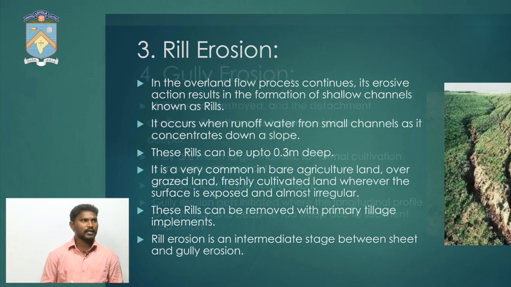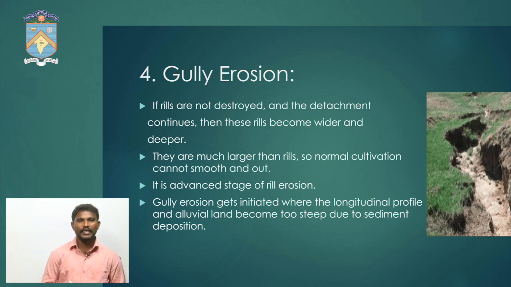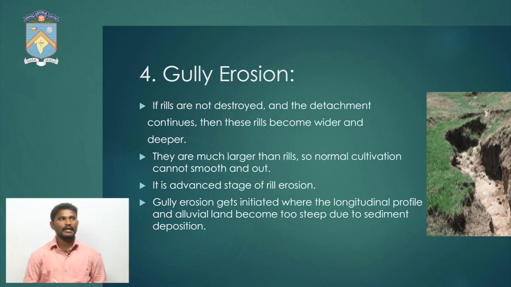Next form of erosion is gully erosion. Advanced rill erosion is called gully erosion. If the size of rill erosion increases, it becomes gully erosion, right. The dimensions of gully erosion are up to 50 meters of width and depth. If rills are not destroyed and the detachment continues, then these rills become wider and deeper. They are much larger than rills, so normal cultivation cannot be smoothed out. Advanced stage of rill erosion is called gully erosion.